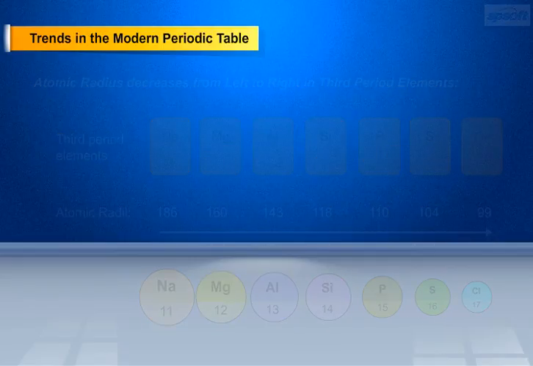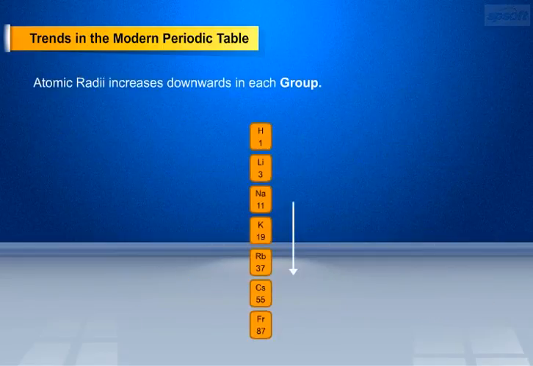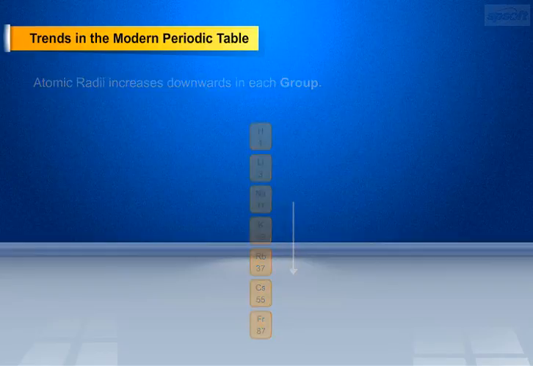Trends in the modern periodic table. When coming to a group, the atomic radii increase downwards in each group. So, size increases down the group. The image shown on your screen is the first group, the alkali metals. Now let us move on to the third trend, that is, metallic and non-metallic properties, in brief.